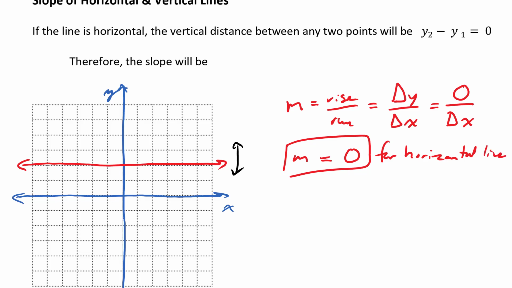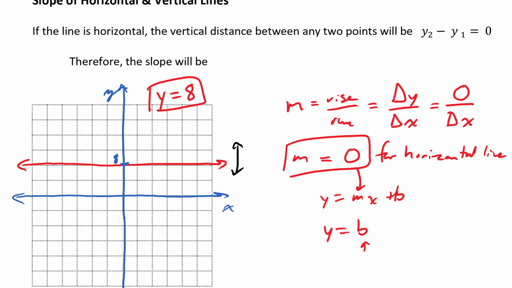Let's say this was 8. We could actually get the formula for this. Our slope is 0, so y equals mx plus b. My slope is 0. Y is equal to b. What's b? B is my y-intercept. It's where it crosses the y-axis. So the equation for this line, y is equal to 8. You can see there is no slope. Slope is 0. Therefore, there is no x. So that's how you deal with horizontal lines.